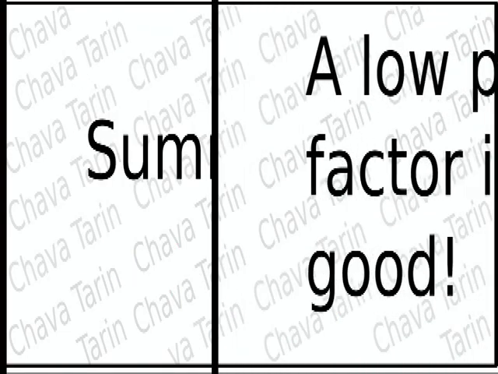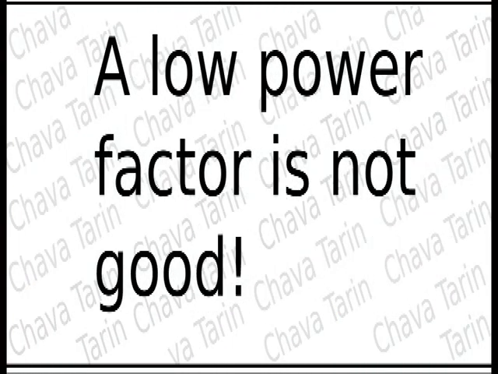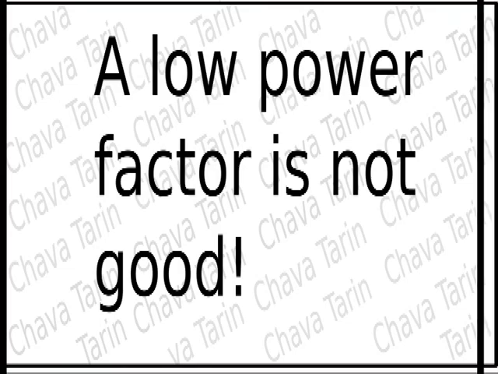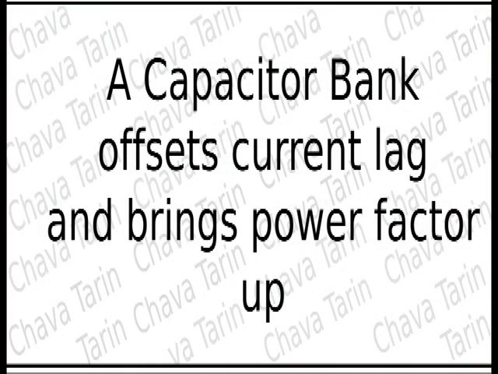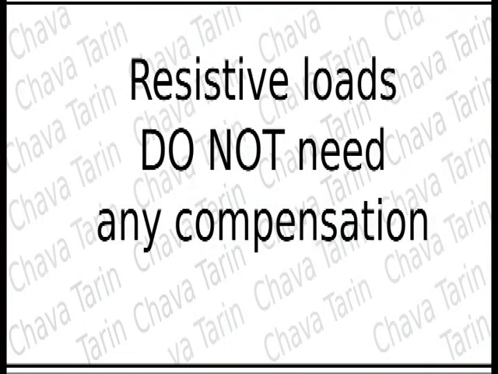Summarizing, inductive loads make the current lag the voltage, producing a power factor close to zero, which is not good for the power company since it overloads its lines. Capacitive loads make the current lead the voltage, so a capacitor bank can compensate for the current lag, thus raising the power factor, which is good. Resistive loads do not make the current lag nor lead, so they do not require any compensation.